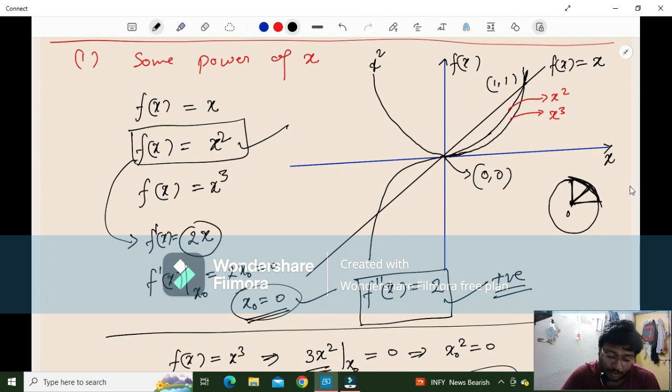Here, for the case of f of x cube, you may guess for the lower part, which is in the fourth quadrant, where the center of this curvature would lie, somewhere in this region. And for the upper part, which is in the first quadrant, the center of the radius of curvature would lie somewhere here. So the radius of curvature would look like this.